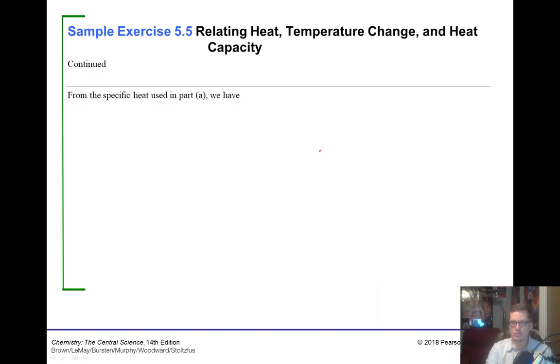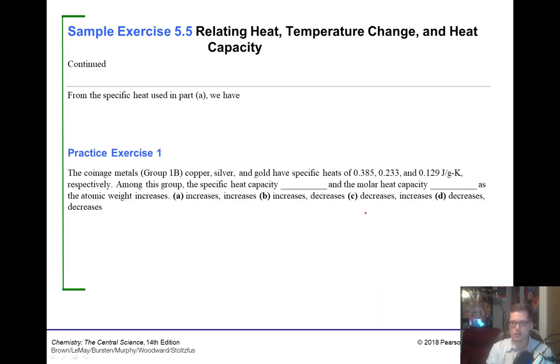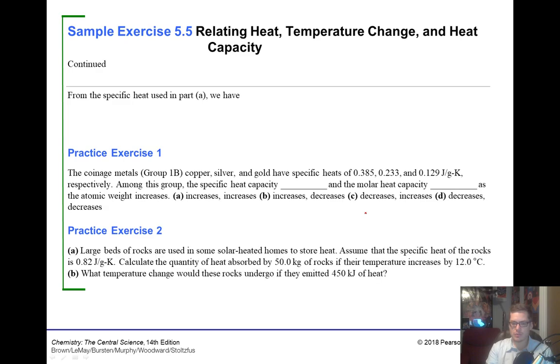Let's do a practice problem or two. We'll skip number 1. Number 2 says large beds of rock are used in some solar heated homes to store heat. Assume that the specific heat of the rocks is 0.82 joules per gram Kelvin. Calculate the quantity of heat absorbed by 50 kilograms of rocks if their temperature increases by 12 degrees Celsius. So we need to find the quantity of heat absorbed.